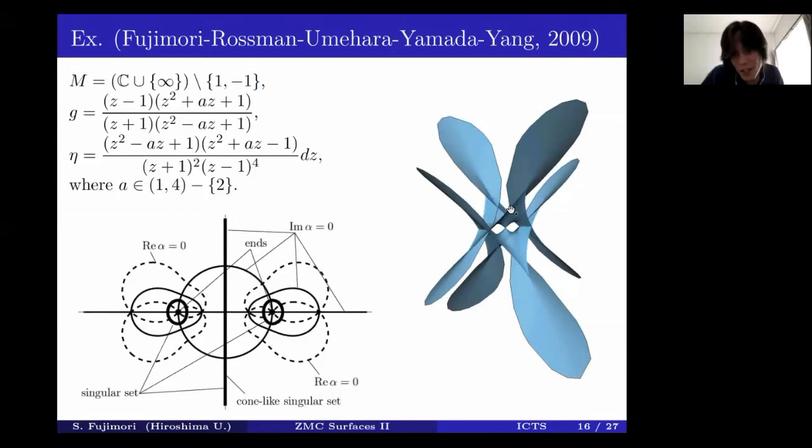This singularity corresponds to the singularity here in the upper half. And as the upper surface, we have almost all cuspidal edges, and four swallowtails and four cuspidal cross caps. And this singular set corresponds to the singular set in the lower half. And also we have four cuspidal edges and four swallowtails. So this surface has cuspidal edges, swallowtails, cuspidal cross caps, and cone-like singularities.